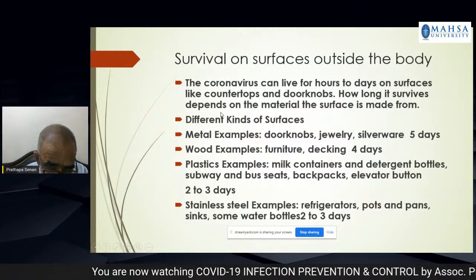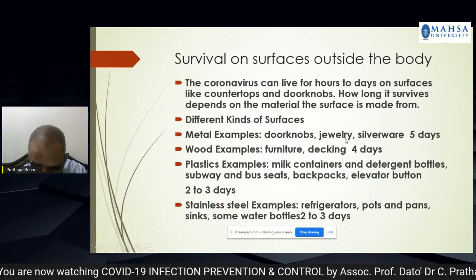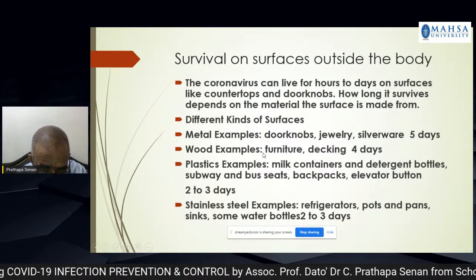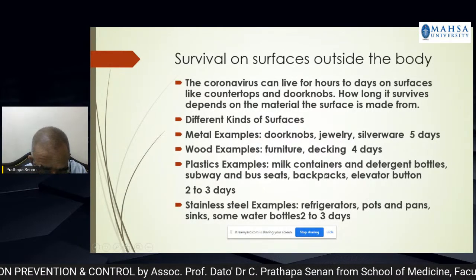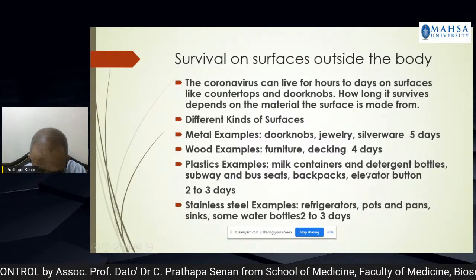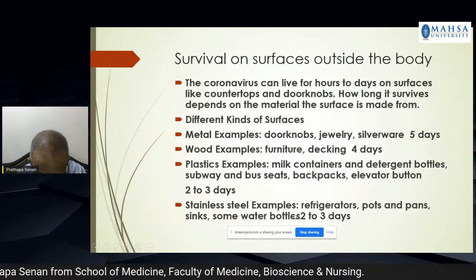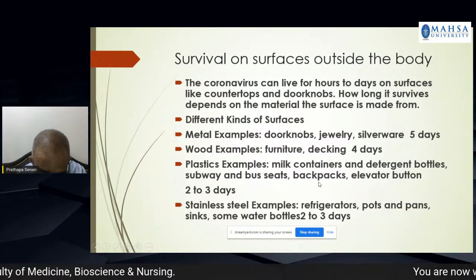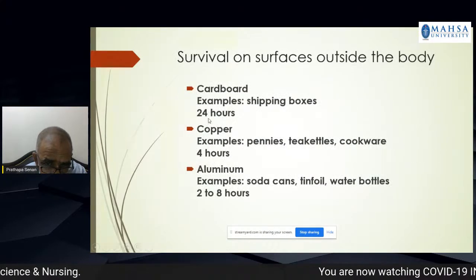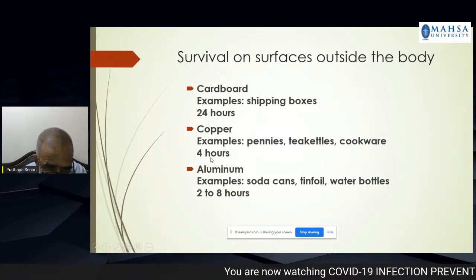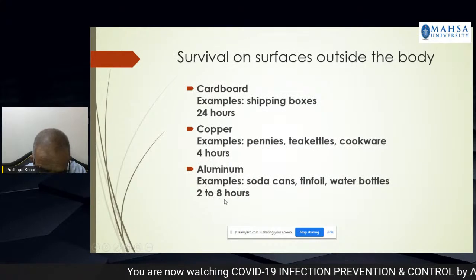Different kinds of surfaces. Metal examples: doorknobs, jewelry, silverware, 5 days. Wood: furniture, decking, 4 days. Plastic samples: milk containers, detergent bottles, 2 to 3 days. Stainless steel examples: refrigerator, pots and pans, 2 to 3 days. Cardboard, 24 hours. Copper, 4 hours. Aluminium, 2 to 8 hours.